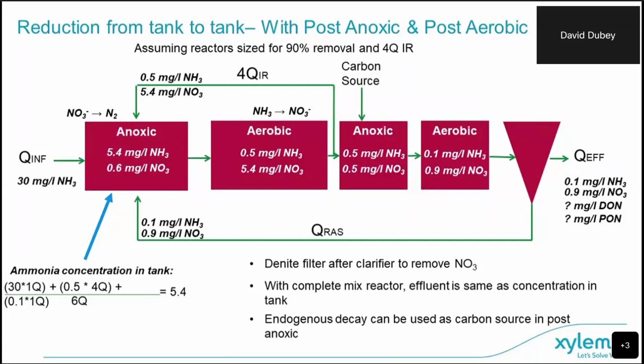What we didn't touch on here is dissolved organic nitrogen and the particulate organic nitrogen, which you'll get to in a second. And as I said before, we can use endogenous decay as the carbon source in this anoxic reactor if it's sized correctly for that, and if we have the right retention time to support it.